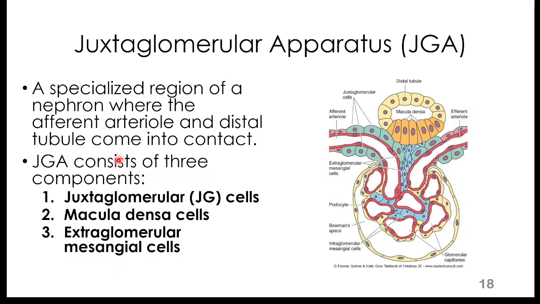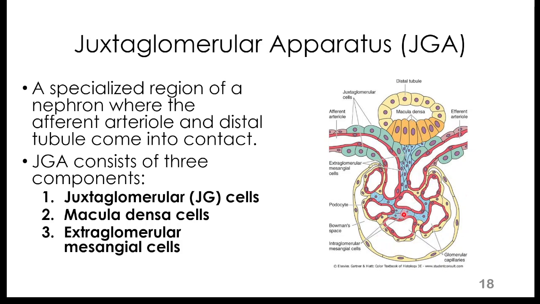Now, the juxtaglomerular apparatus consists of three components. We have the juxtaglomerular cells, the macula densa cells, and the extraglomerular mesangial cells. Yes, we've referred to the mesangial cells earlier. Now, in this cartoon, we can point them out. Anything within the Bowman's capsule we can refer to as intraglomerular, whereas any structure outside is extraglomerular. So we can see within Bowman's capsule labeled here the intraglomerular mesangial cells. They are one of the cellular populations within the Bowman's capsule.